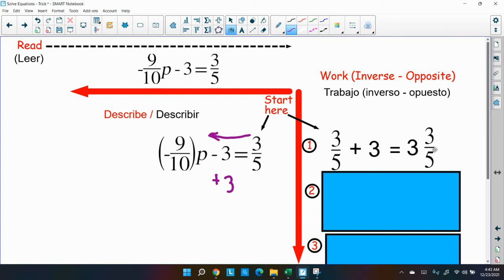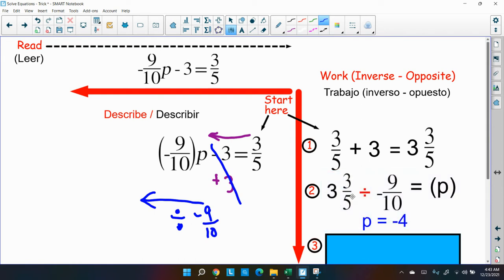So there is my 3 gone. I ran into it, and I don't have to worry about it anymore. I'm going to continue my journey this way. I notice there's a negative 9/10 being multiplied by the letter p. So I have to do the opposite of multiplying, which is dividing. I'm going to divide by negative 9/10. I take my answer from step 1, which is 3 and 3/5, and divide it by negative 9/10.